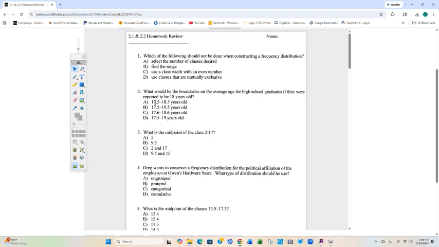All right, on this one, if you answered A, you are correct. 17.5 to 18.5 years old is the correct answer. Remember, we always subtract 0.5 and add 0.5 when we're dealing with whole numbers.